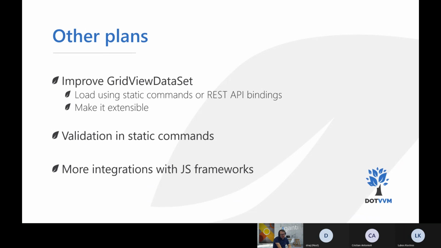Also, we want to finish the validation in static commands in DotVVM 4.0. We have been doing some infrastructure changes in the validation framework, so we will be able to have static command validation in the next version. So for example, if you call your static command methods and use attributes on the method parameters, the validation will work there the same way as on normal viewmodel objects.